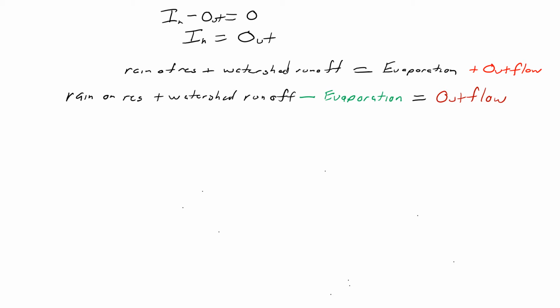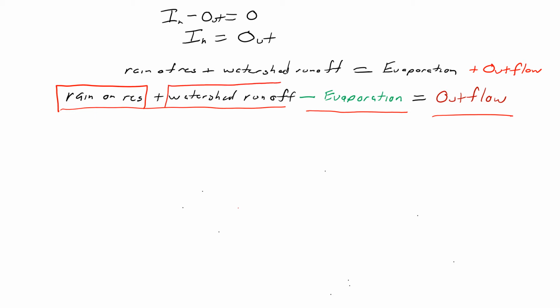Okay, that's the conceptual way we do this, right? We know how much is going into the reservoir. We know how much is coming off the reservoir. So we can ultimately calculate how much we have to let go. Okay. So we have three things that we have to quantify: the rain on the reservoir, the runoff, and the evaporation. So let's walk through each of these, okay?